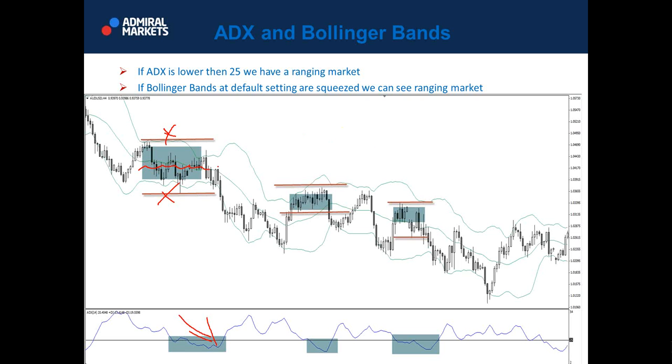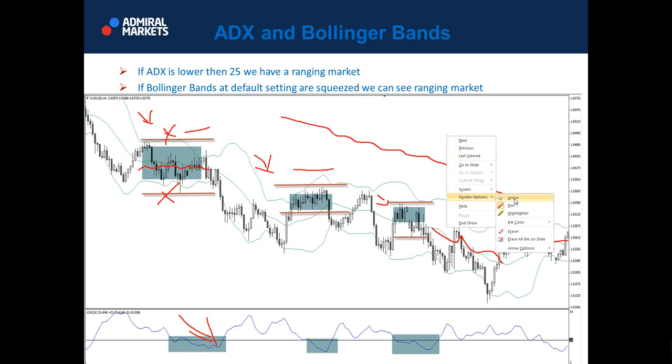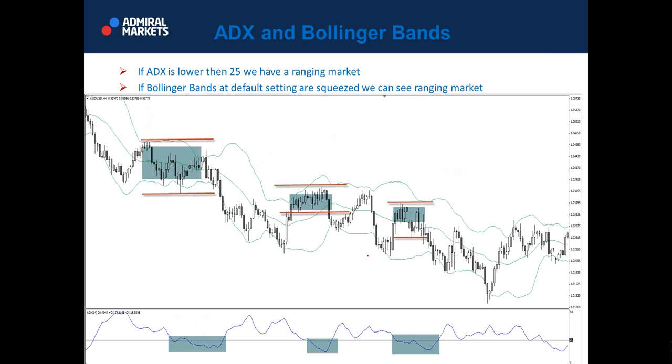and those Bollinger Band lines also going sideways. You see, this is the trend, this is the range, this is the trend, this is the range. This is the trend, and this is the range. This is all the trend. You see the middle Bollinger Band line. So that is also one of those things, how you spot ranging markets.